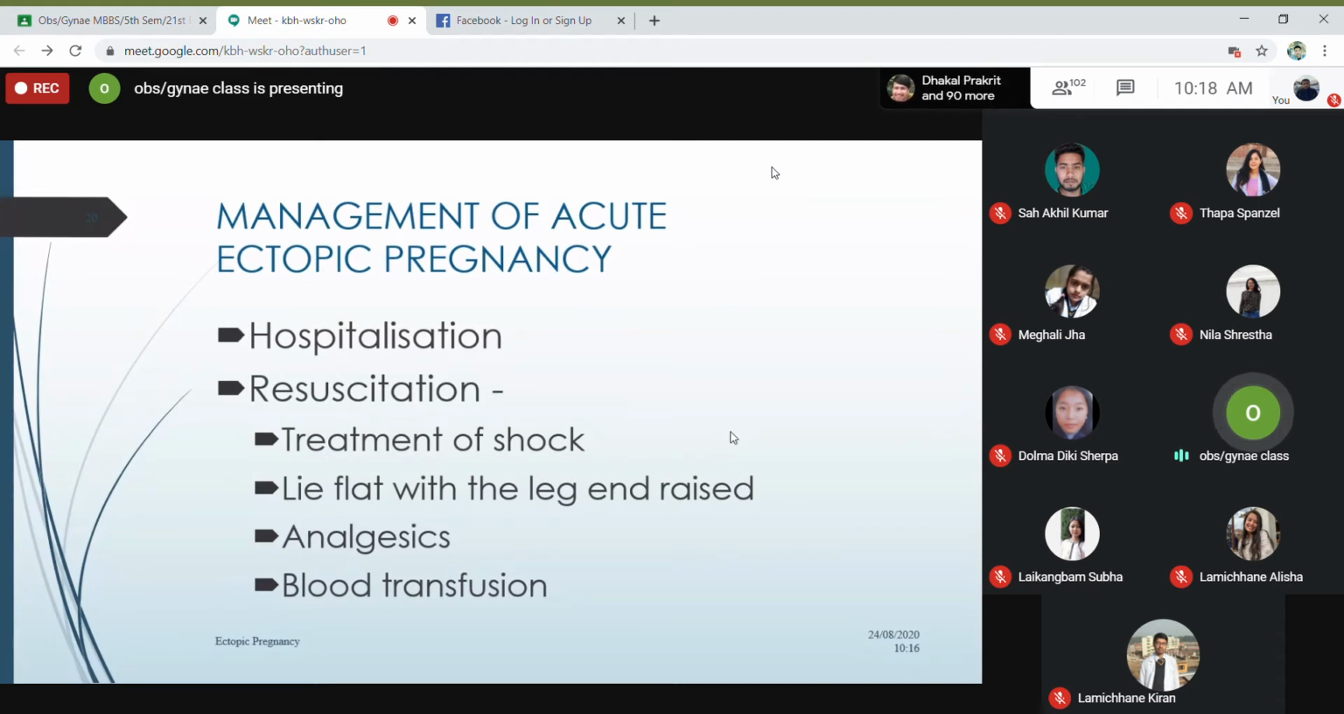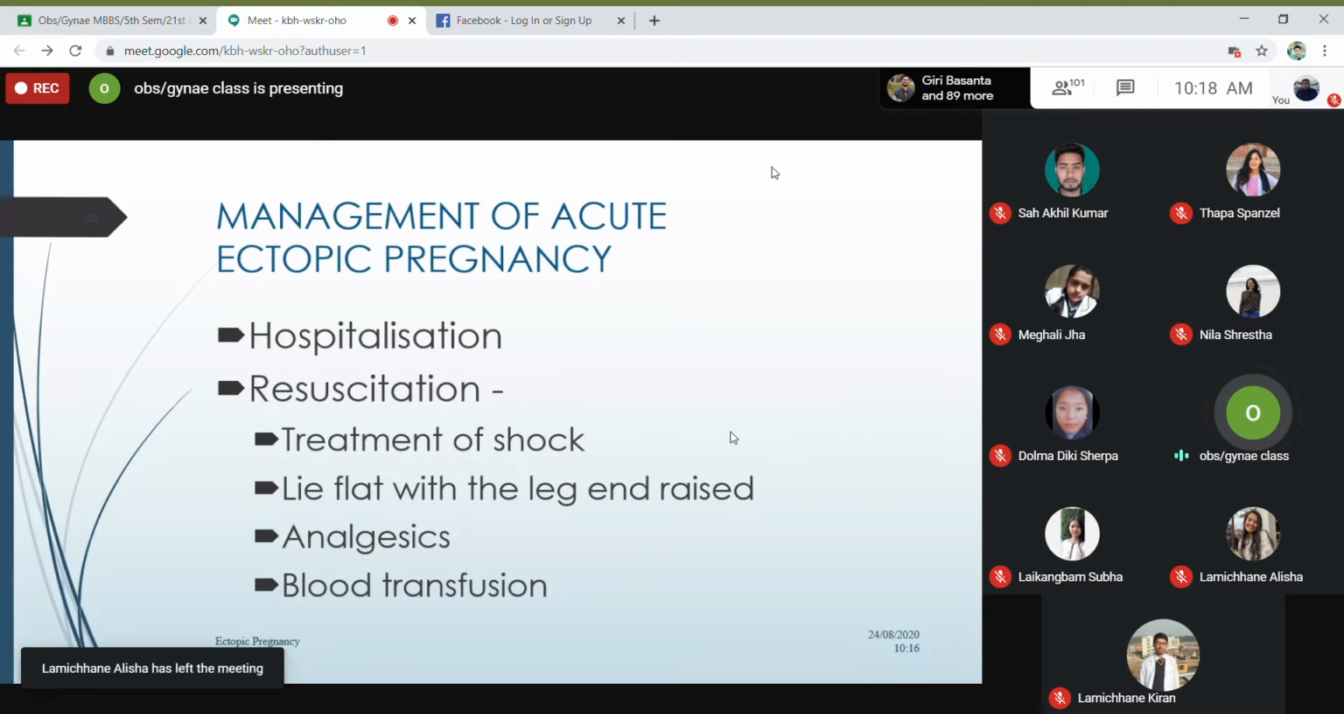But in obstetrics, usually the shock is because of hemorrhage. And because of ectopic, she's having hemorrhage. Okay. So you have to give her blood once blood is available, the first thing. If blood is not available, you give her fluids. Okay. And then ask her you can raise her leg so that she gets blood for the vital organs. Okay, so leg end is raised and you treat shock.